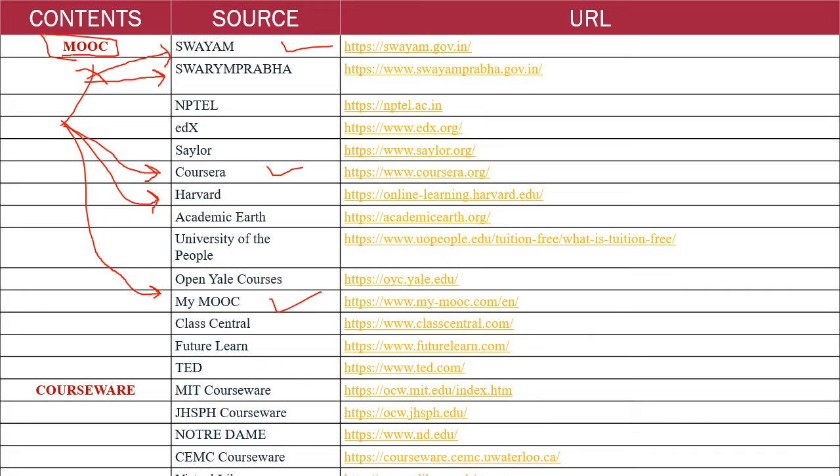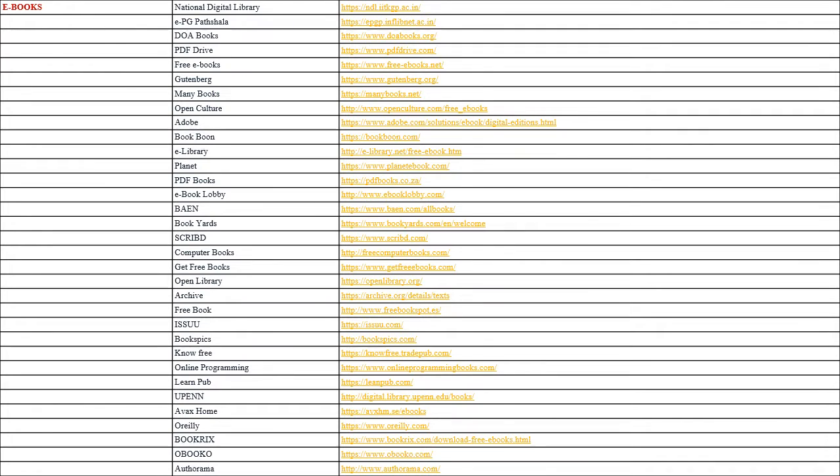There are multiple courses available: drug development, drug discovery, clinical research, hospital management, supply chain management. It just depends upon your area of interest. These are some of the courseware sources: MIT, Notre, CMC. The next we have is ebooks. Whenever we are planning for an online or electronic book, we need a few sites. The NDL is the most common site, the National Digital Library.